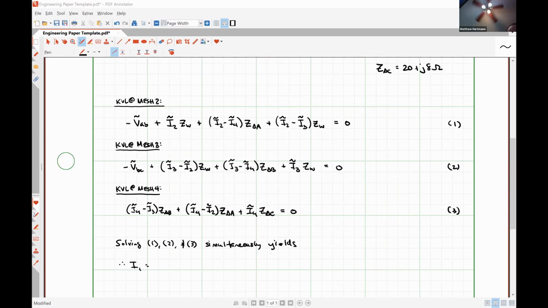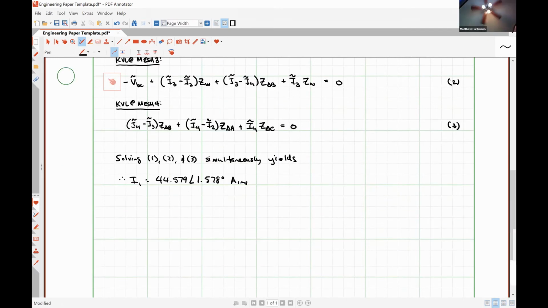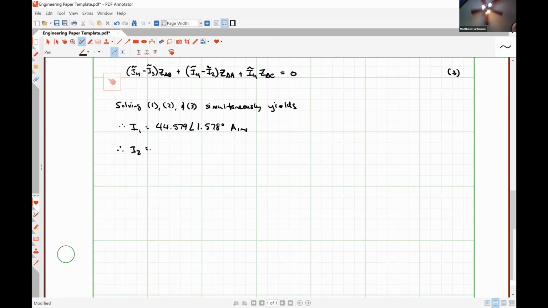So I1 was 44.579, angle of 1.578 degrees, amps RMS. I2 was 34.870, with an angle of negative 59.639. And lastly, I3 was 12.2, angle of negative 22.775 degrees.